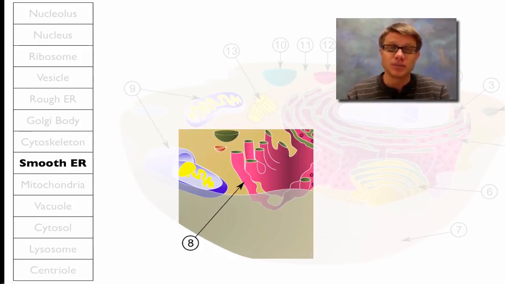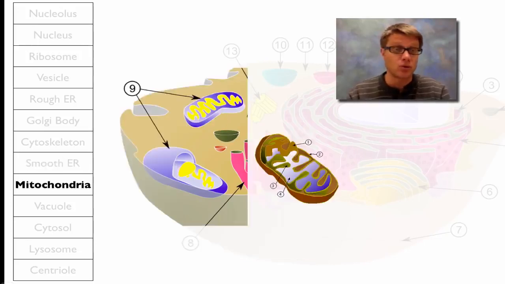It's going to produce a lot of the lipids, cholesterol, things like that in a cell. It also is really, really important in detoxification, so breaking down toxins. And so if you're an alcoholic, hopefully not, but if you're an alcoholic, basically, the more you drink, the more your body is going to build up smooth ER inside its cells.